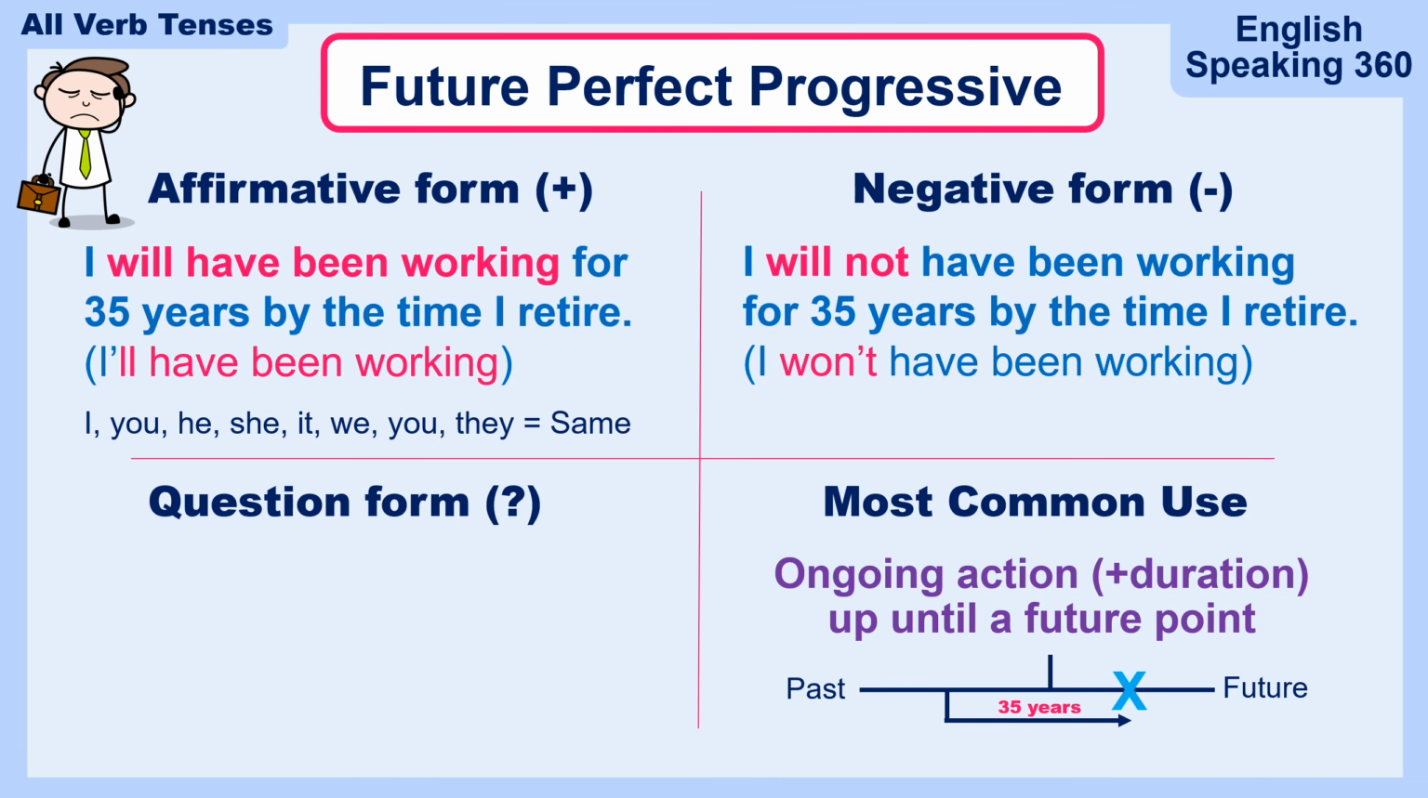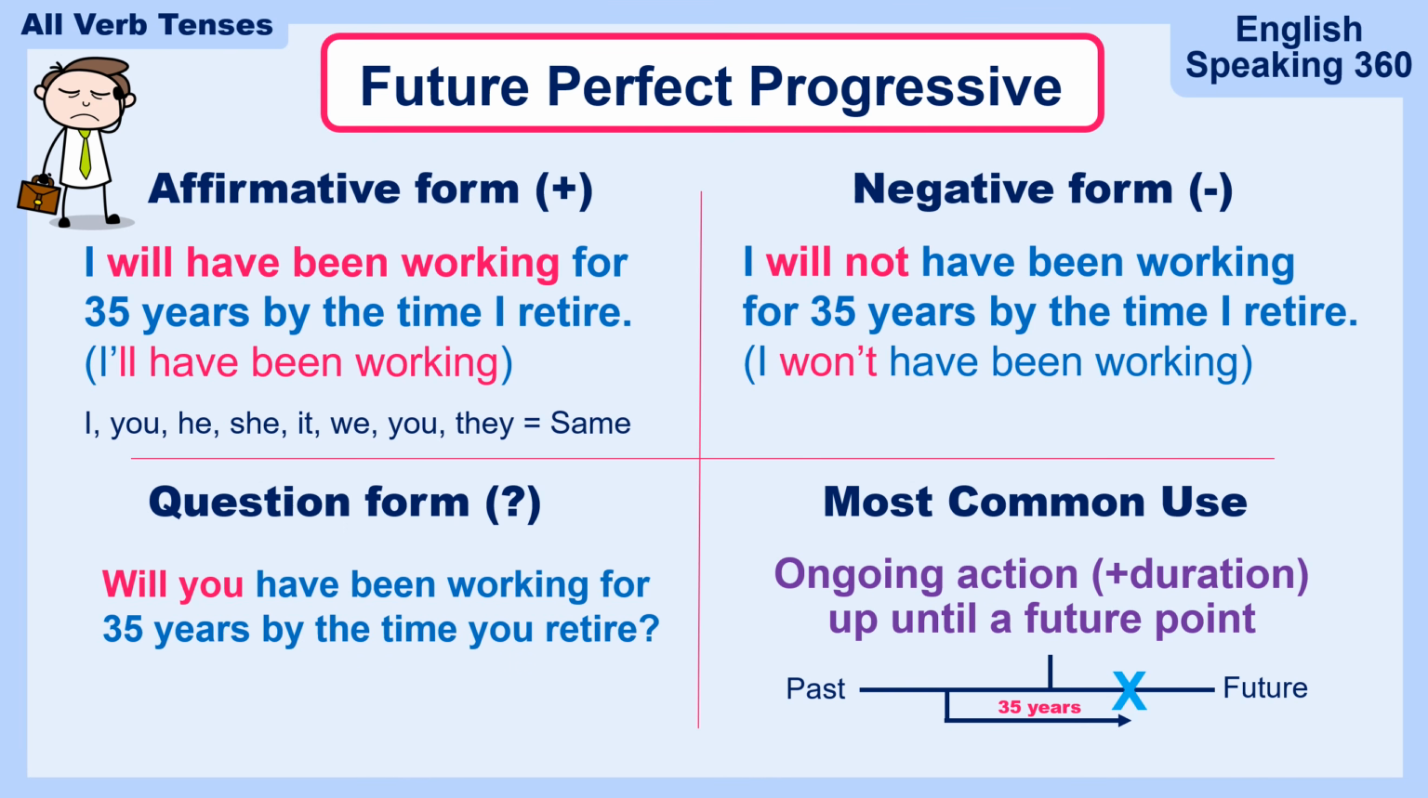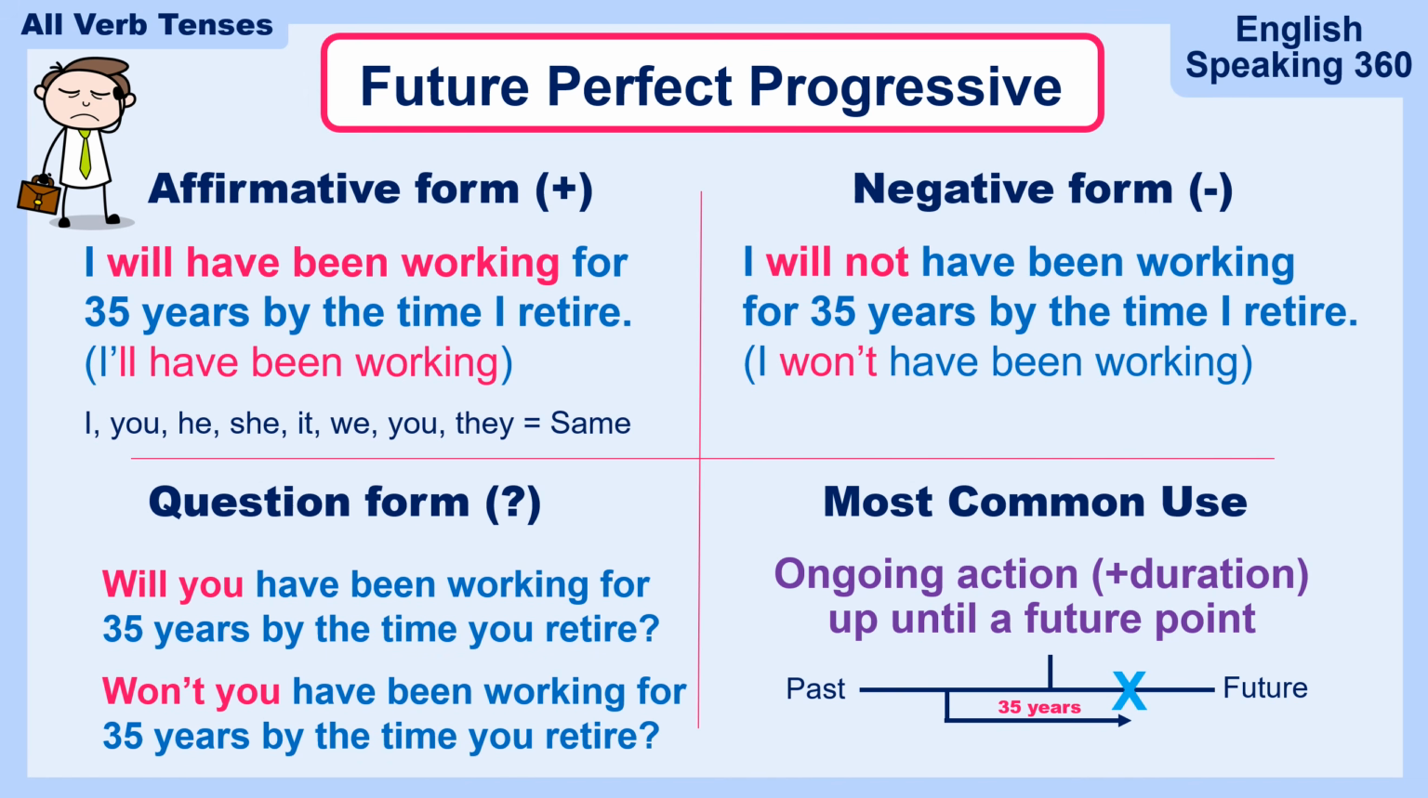What's the question form? Will you have been working for 35 years by the time you retire? You could say, will I have been working? That's a little strange, but anyway, will you have been working is much better. The negative form, won't you have been working for 35 years by the time you retire? I thought you would, but you won't? That's very strange, and I'm very surprised.